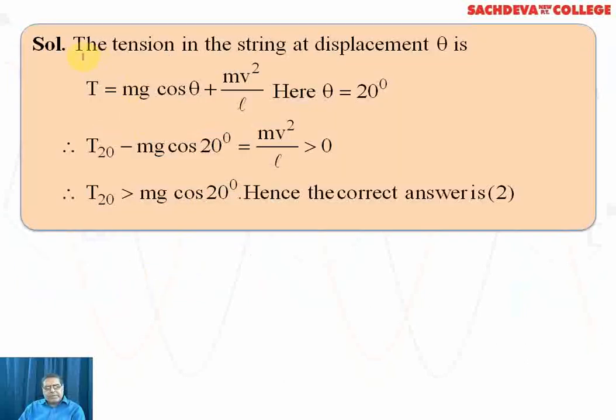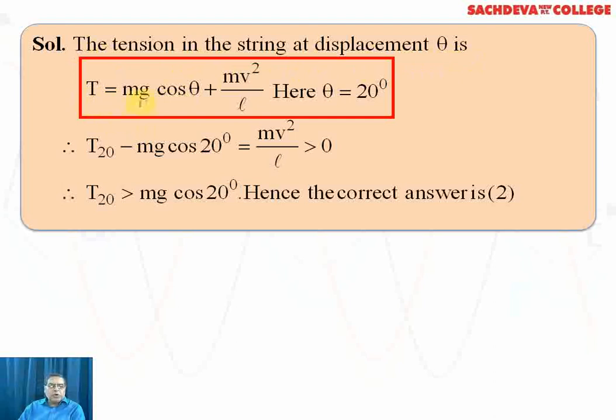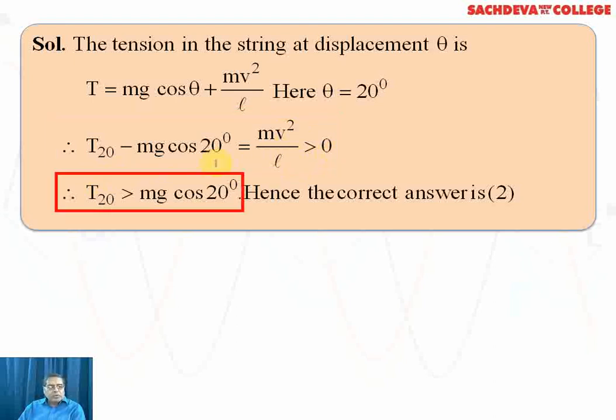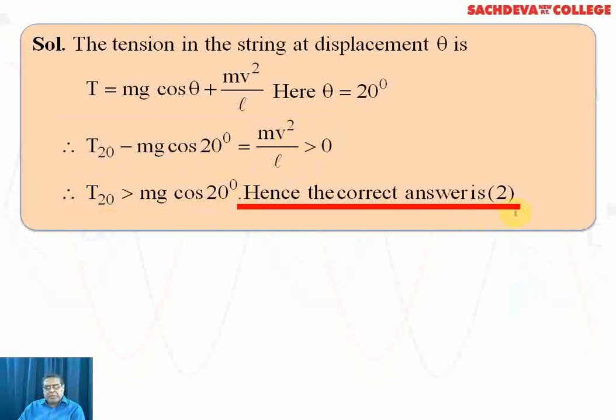To solve this question, what will be the tension in the string at displacement theta? We add the two forces, because when two forces are in the same direction, we add them. So it is mg cos theta added to mv square by L, where mv square by L is the centripetal force. If theta is 20 degrees, then T20 minus mg cos 20 is calculated, which is found to be mv square over L greater than 0. So T20 is greater than mg cos 20, hence the correct answer will be the second option.